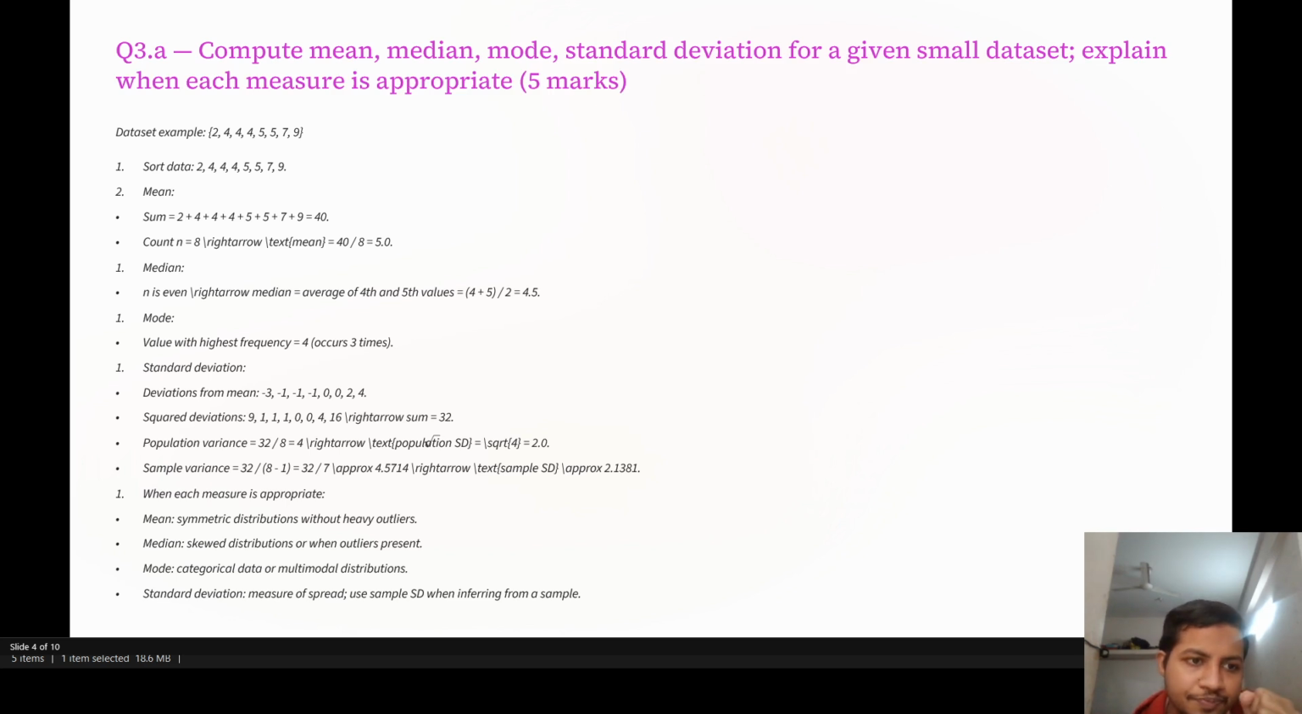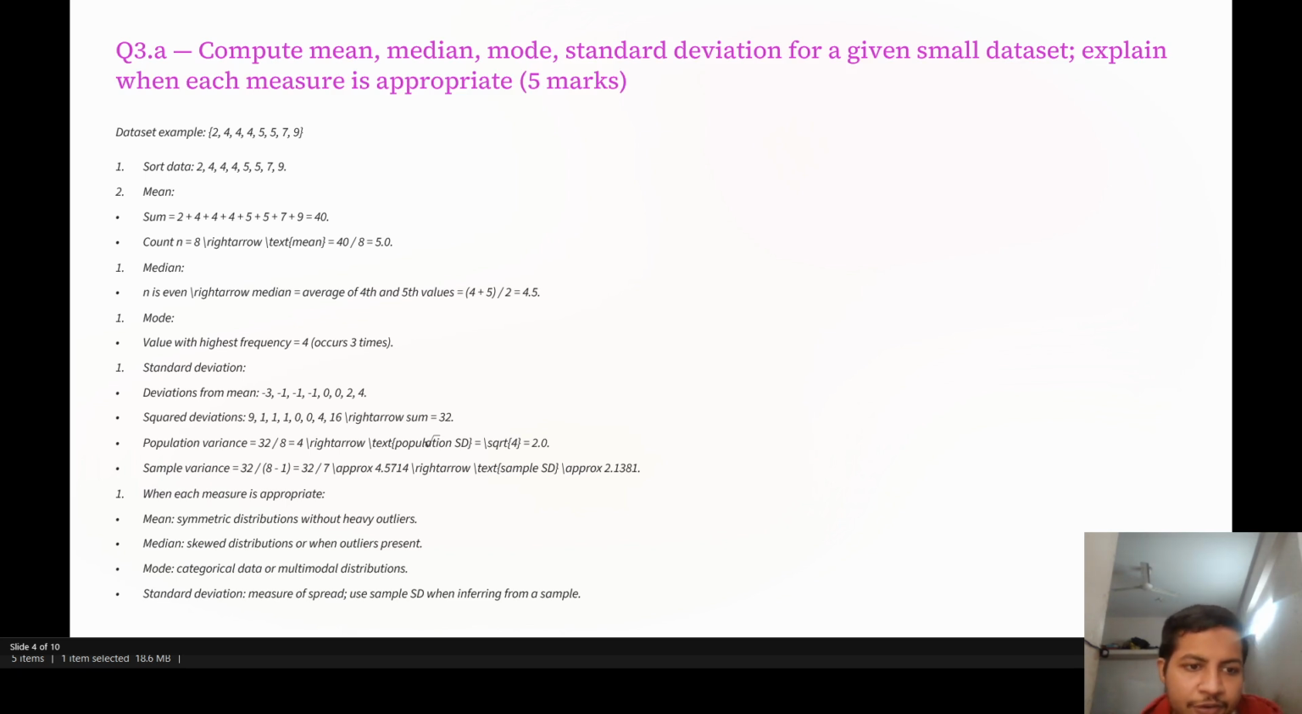If the number of entries is even, we average the fourth and fifth values, that is (4 + 5) / 2, which is 4.5. And if the number of values is odd, we select the middle value. Now talking about the mode: the mode is the most repeating value in the data set, the value with the highest frequency. For example, here 4 occurs 3 times, so it is our mode.